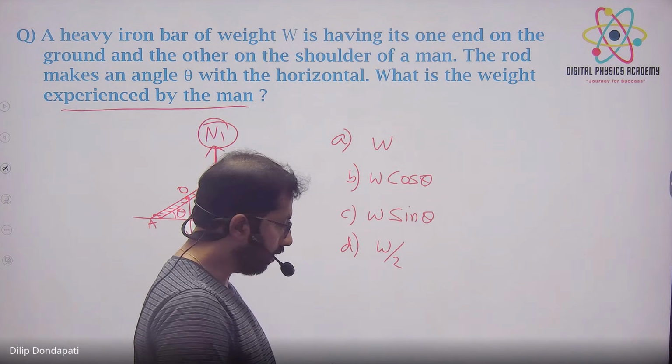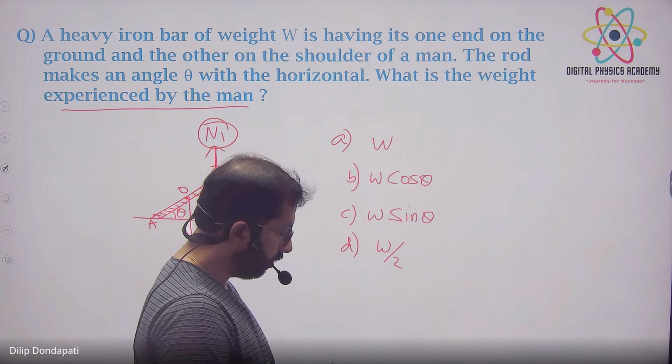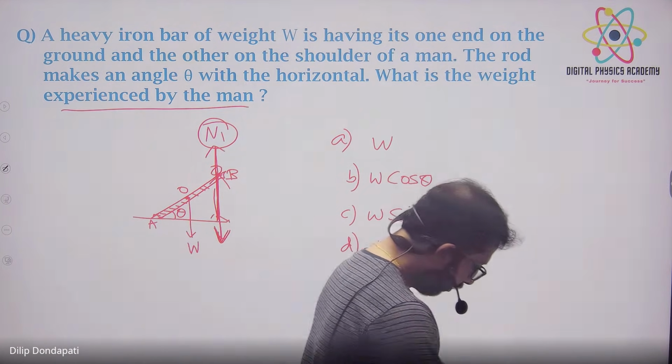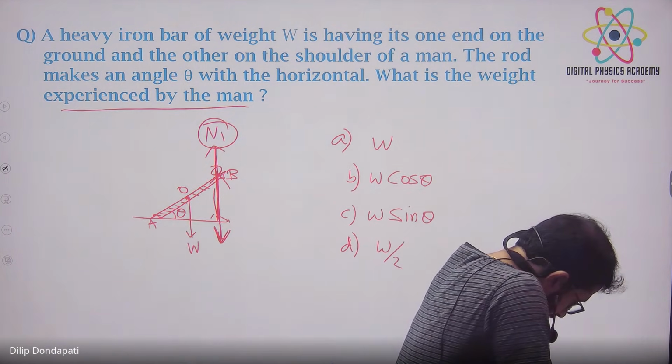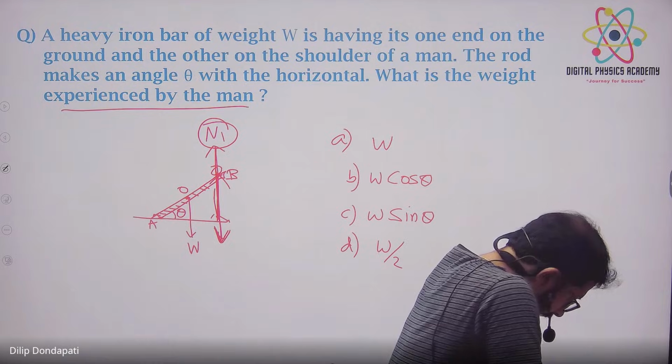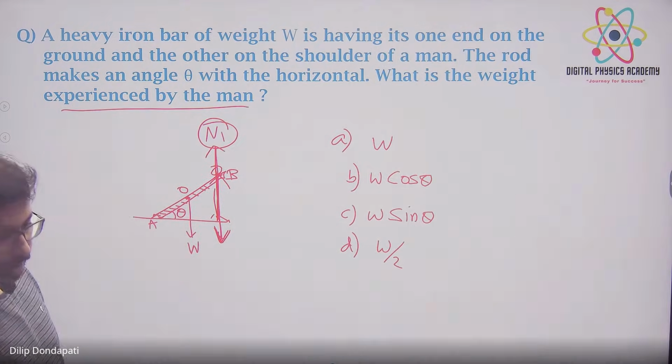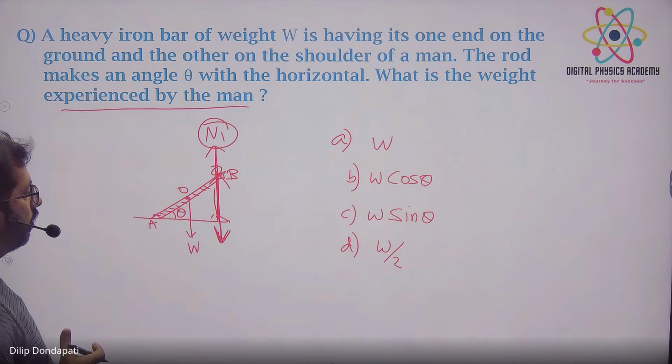Rishabh, the third one is left, do it. Sir, I'm getting W by 2. Okay, we'll see. Yours? Yeah, what? One second, let me try again.